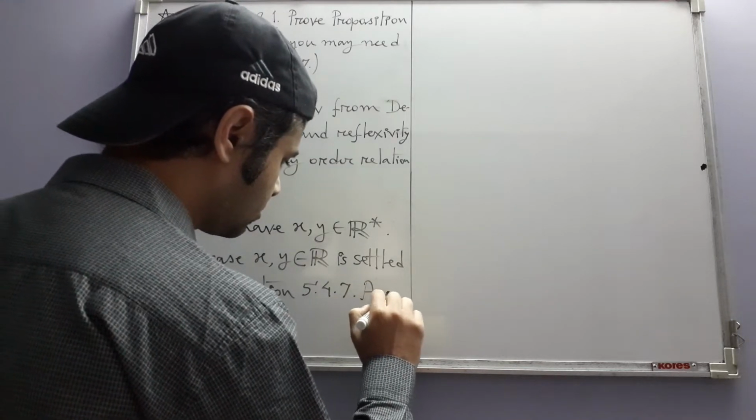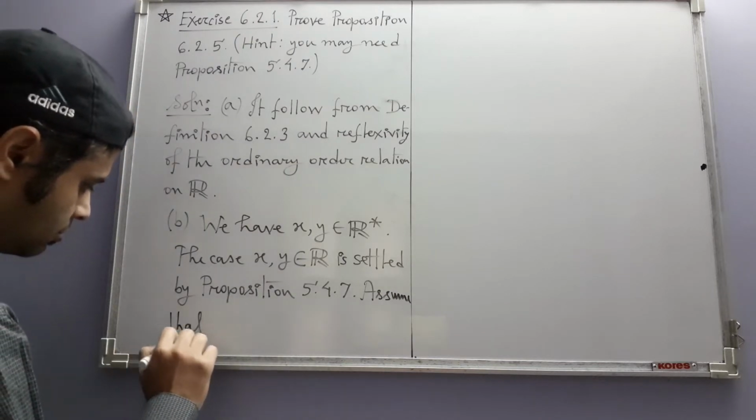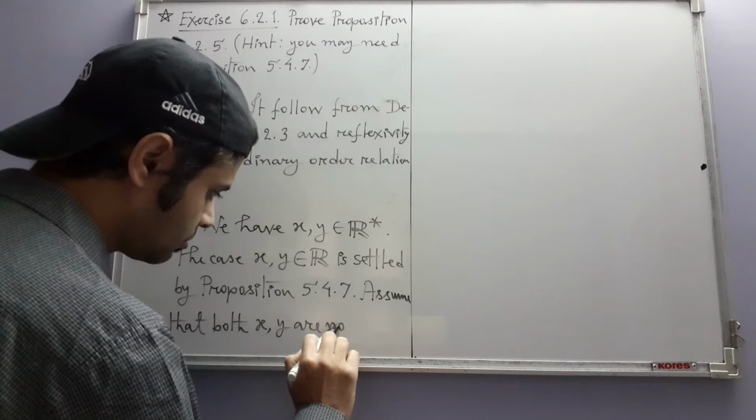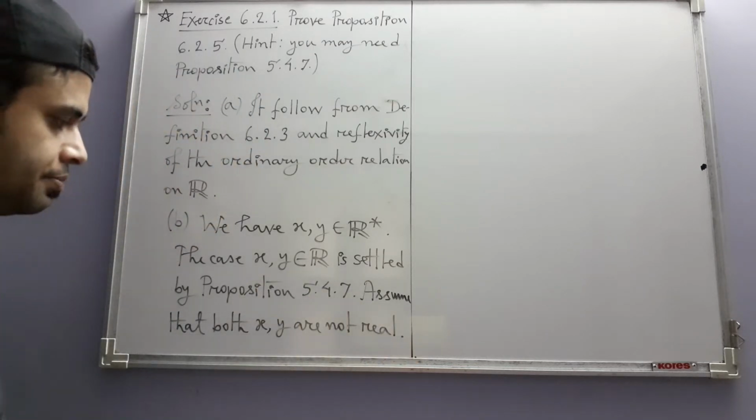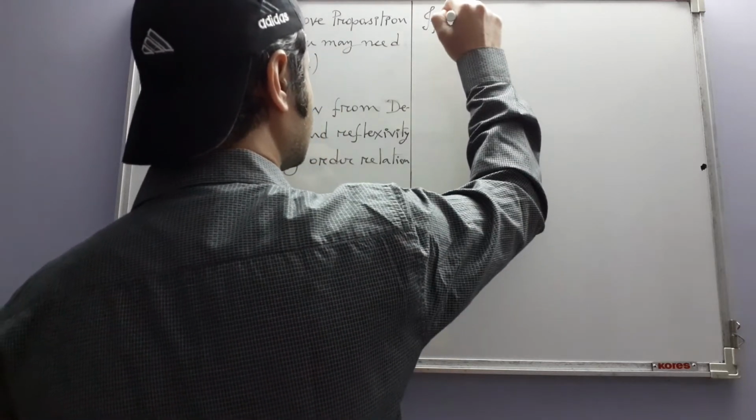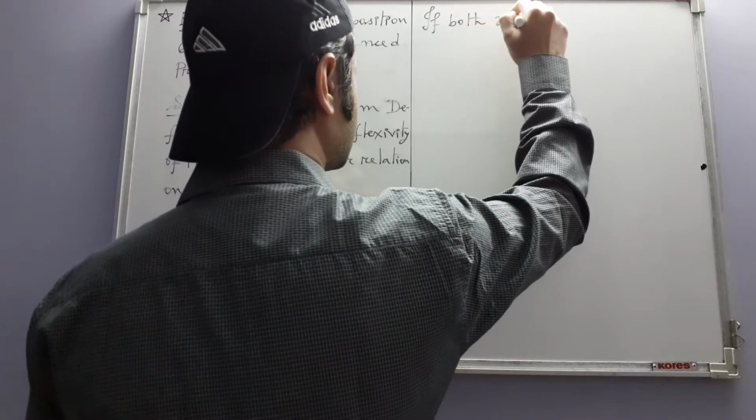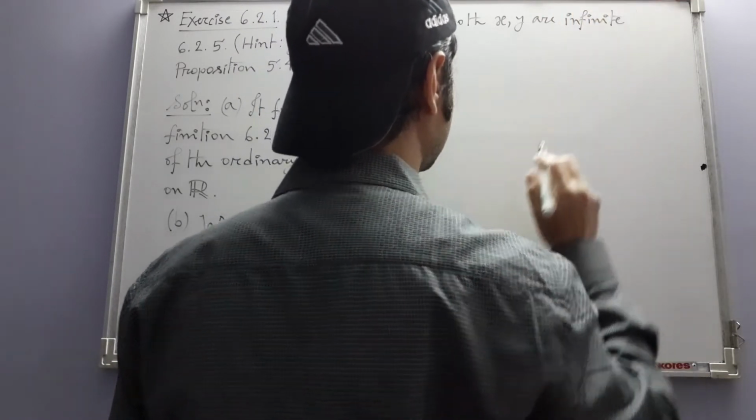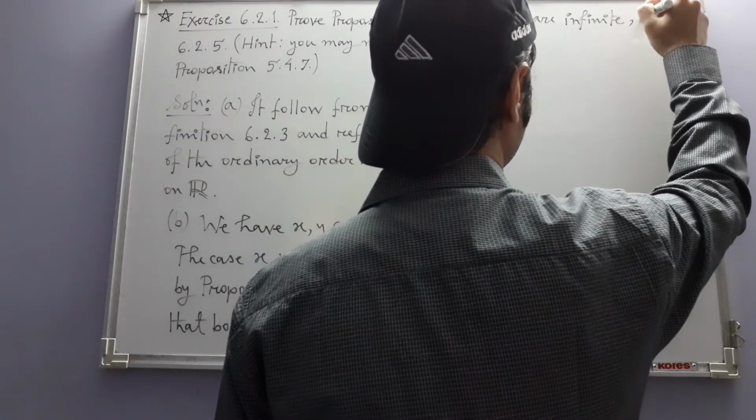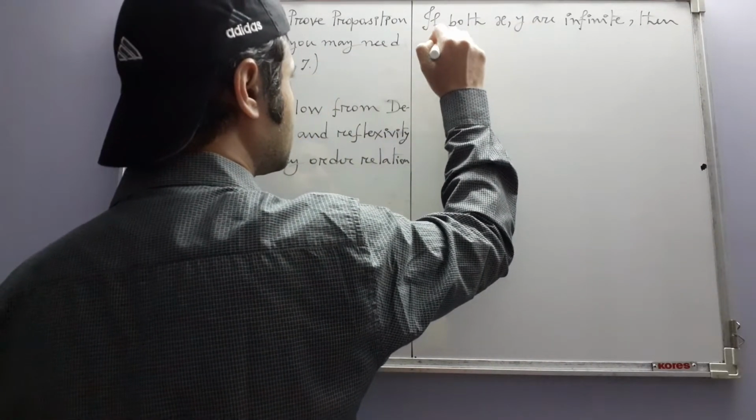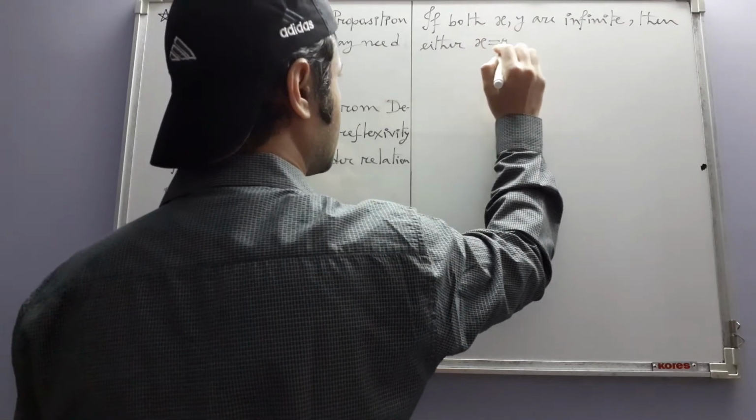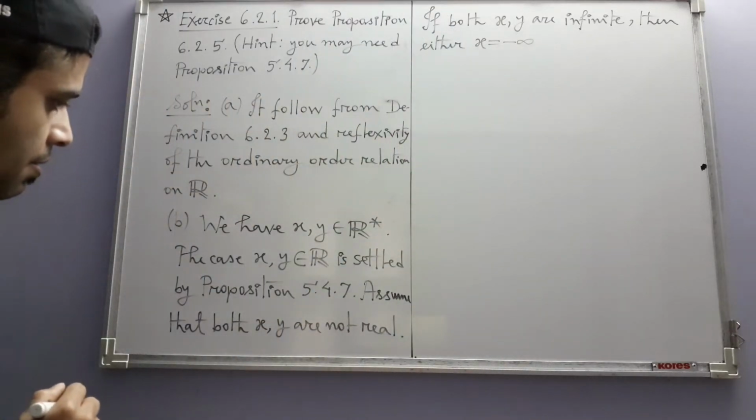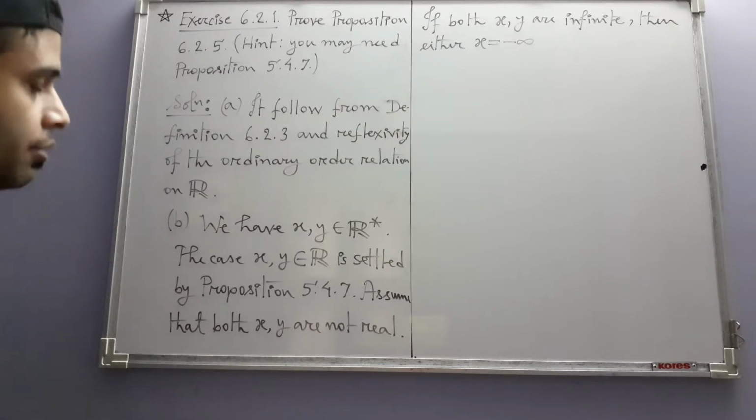So next, assume that both x and y are not real. If both x and y are infinite, that is, if none of them is a real number, then either x is minus infinity, and oh, I forgot to write that other thing, both x and y are not real.